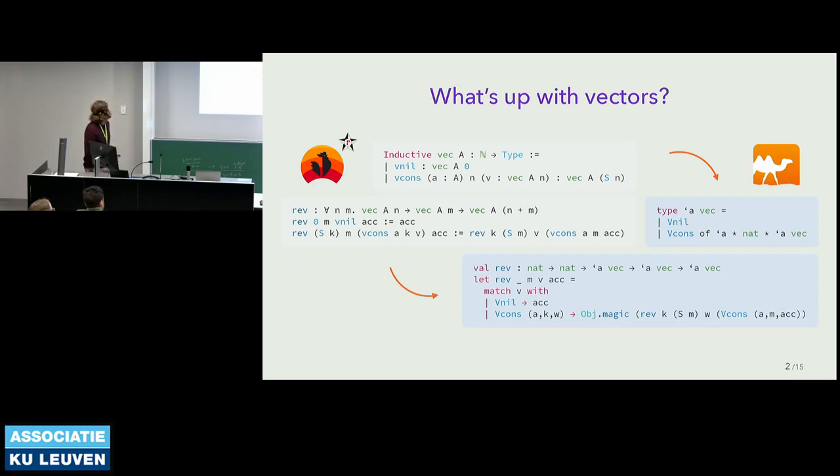Okay, so I want to solve those problems. The idea is that I would like to have list here, so this natural number should be gone, and those two should be gone as well. So yeah, the problem is always the index of the vectors, right? Maybe we should just use lists. That's what people do in the end. But I'm trying to offer a different solution.